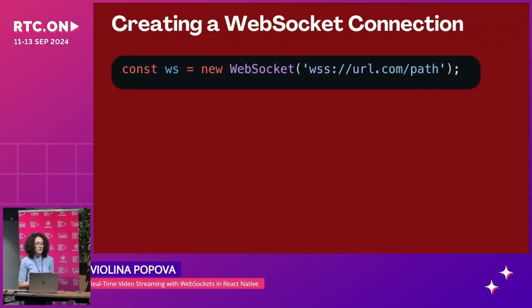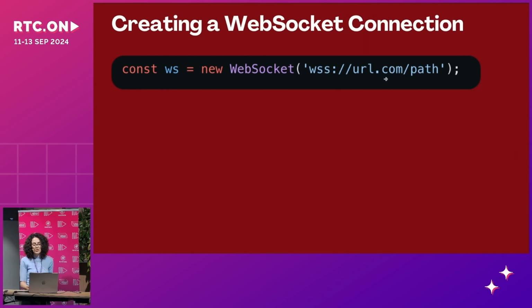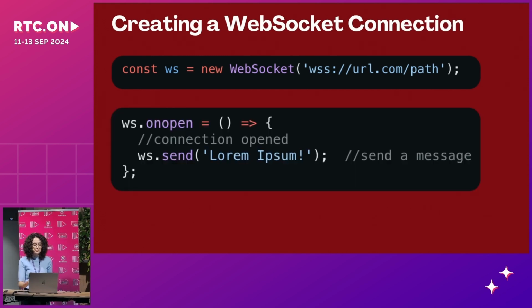The first thing which we have to do when we want to establish a WebSocket connection is to create the WebSocket object. And in React Native, we can do it by using this code. And here, the URL should point to the WebSocket service running on the backend. And as I already mentioned, WebSocket uses its own protocol, which in our case is WSS for encrypted connection.